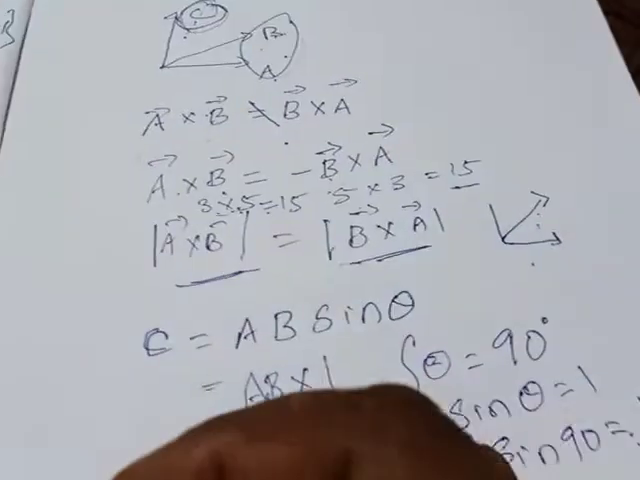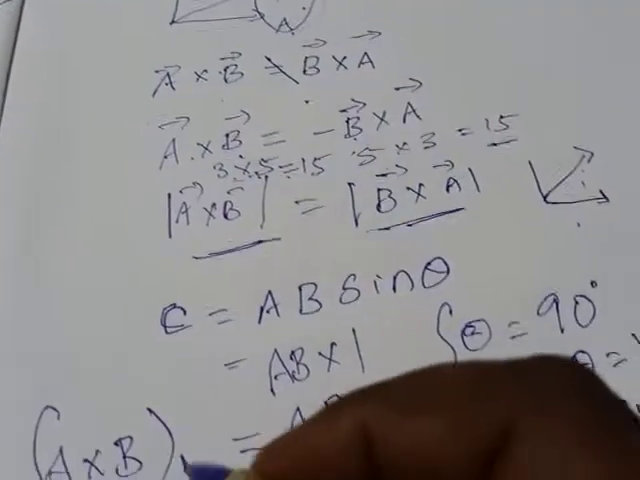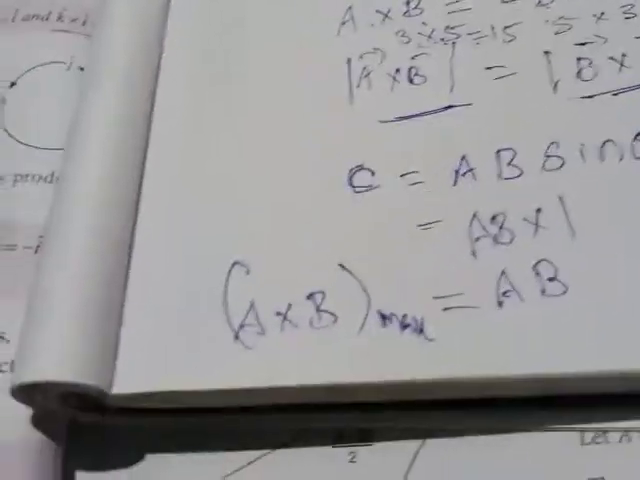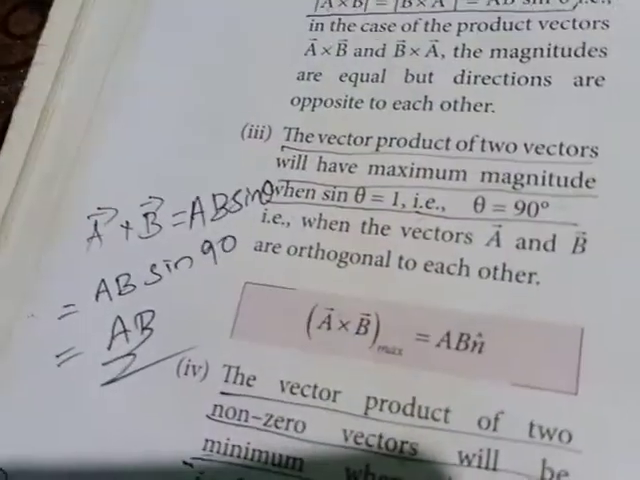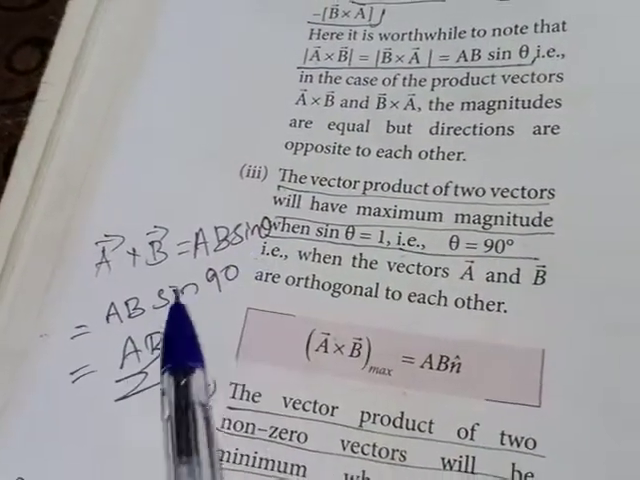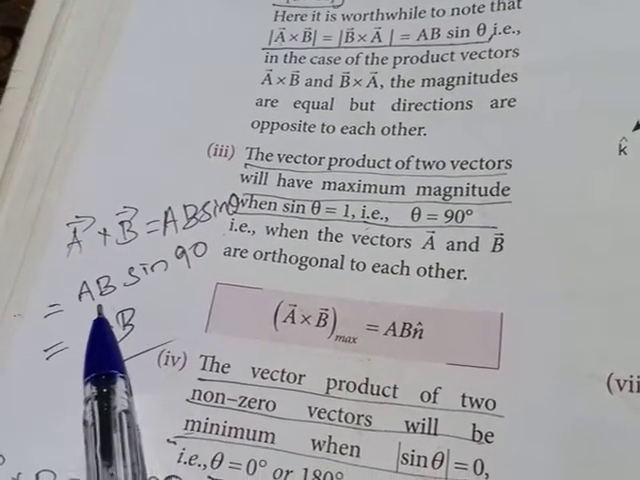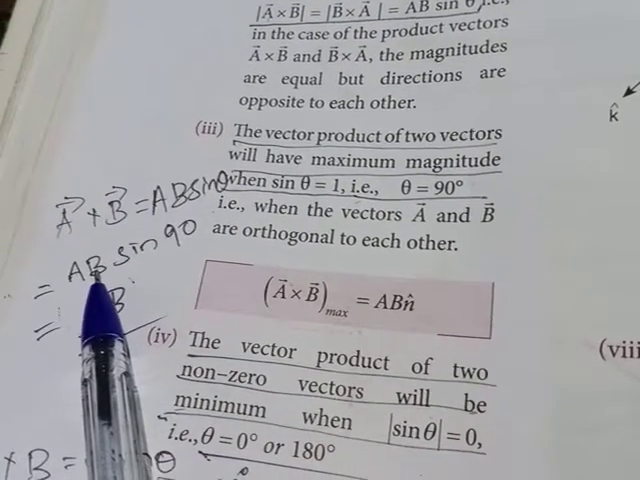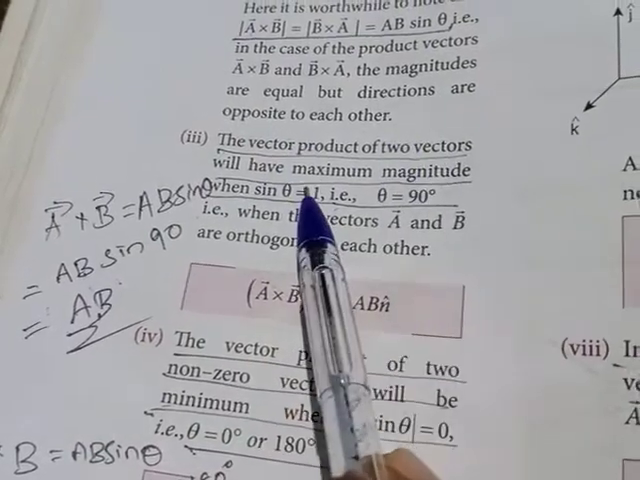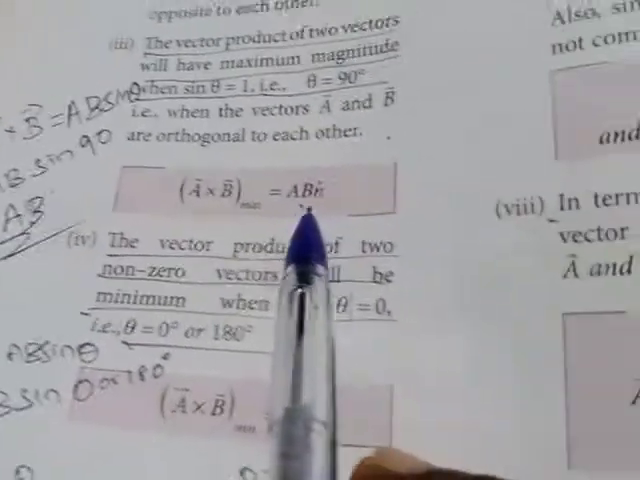So A cross B is maximum when theta is 90 degrees. You can see here A cross B is equal to AB sin theta, AB sin 90. Sin 90 is 1, so AB into 1, we will get AB. That is the maximum. So the vector product of two vectors will have maximum magnitude when theta is equal to 90 degrees.